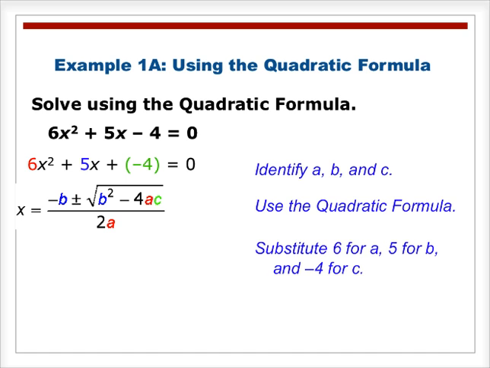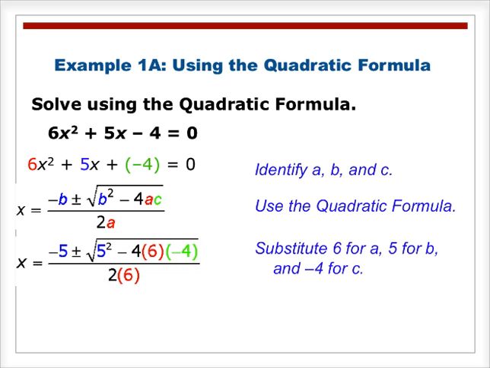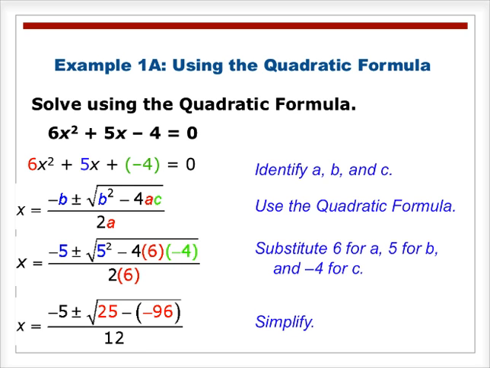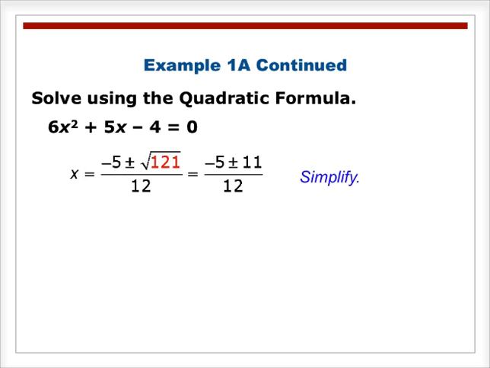So we're going to substitute our values in for a, b, and c. And if you notice again here, we've got that negative 4 being multiplied, and I recommend making this a plus negative 4 in this case as well. So when you simplify, you've got negative 5 plus or minus the square root of 25 minus negative 96, or plus 96, all over 12. So we're going to keep going, and we get negative 5 plus or minus the square root of 121 over 12. And 121 is a perfect square, so we have negative 5 plus or minus 11 over 12.